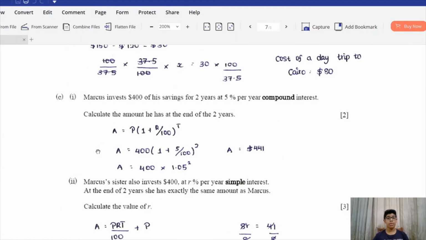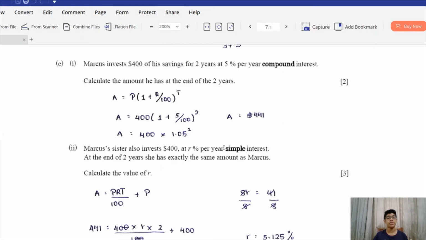Part C, Roman 1. Marcus invests $400 of his savings for 2 years at 5% per year compound interest. So we're asked to calculate the amount he has at the end of 2 years. We're just going to use the compound interest formula, substitute the values, solve what's in the bracket first, power it by the time, multiplied by the principal value, and we should end up with the final value of $441. That's the amount he has at the end of 2 years.